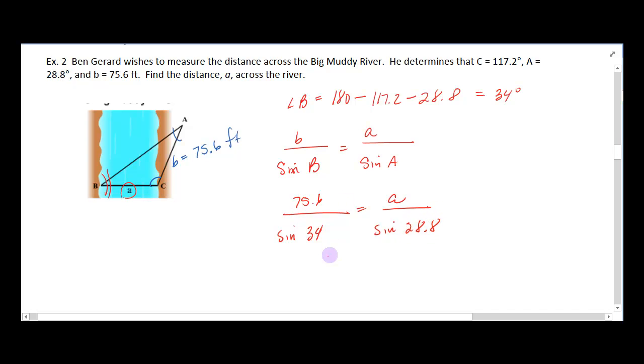Now when we cross multiply and solve for A, we end up having A is equal to 75.6 times the sine of 28.8 divided by the sine of 34, and we see then that A is equal to 65.1 feet if we round to the nearest foot. So that allowed us to solve for this distance across the river. And that's kind of just an application of using the law of sines.